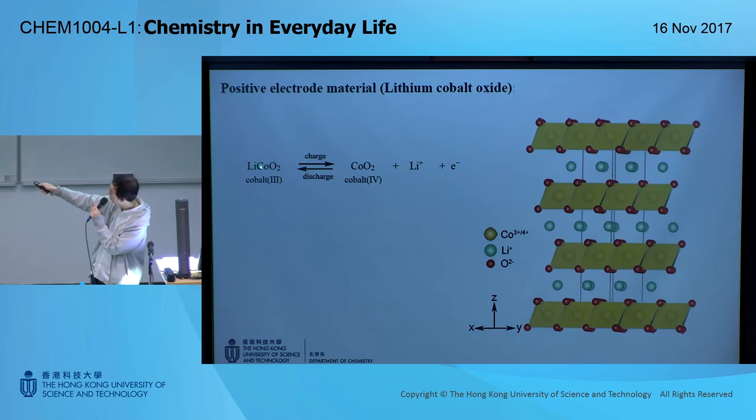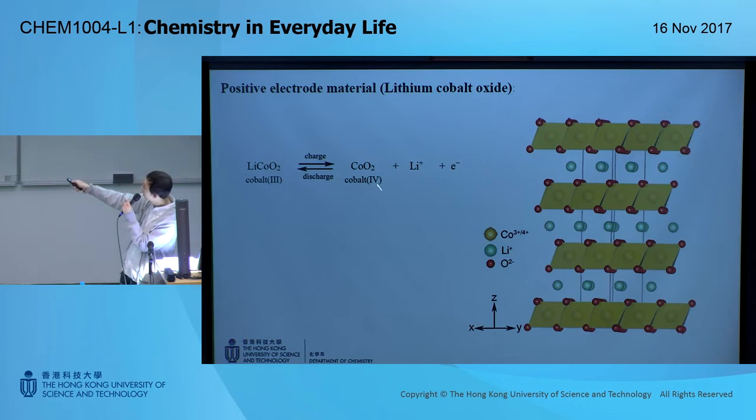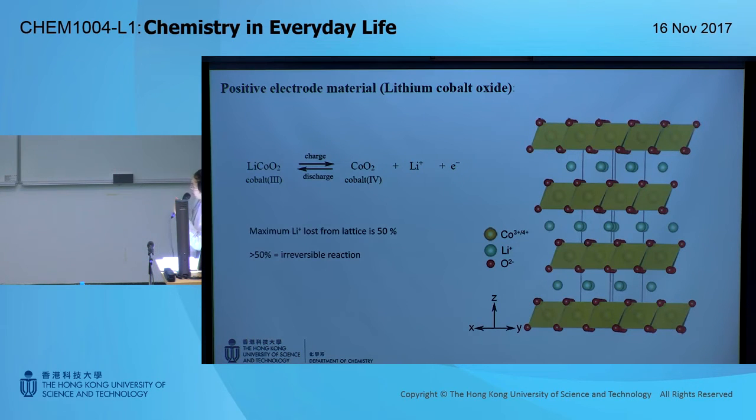Cobalt goes from +3 in this substance. You can work this out. Oxygen is -2 times 2, so it's -4. Lithium is +1, it's group 1, so cobalt is +3. And going to CoO2 it becomes +4. Okay, so +3 to +4, this is an oxidation of the cobalt ion. Okay, so this is what happens.